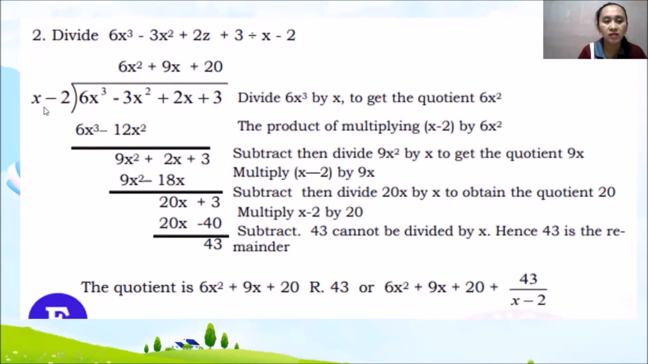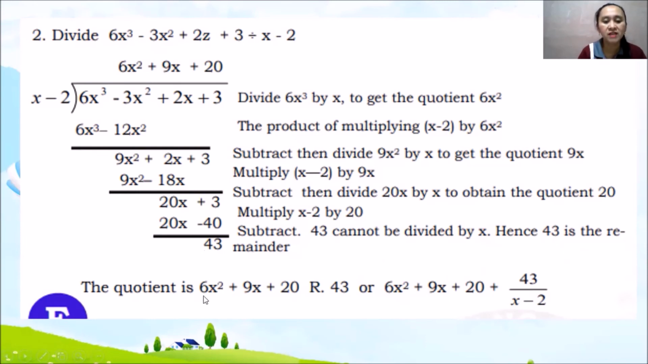Multiply natin si 20 sa x minus 2. So 20 times x is 20x. And 20 times negative 2 is negative 40. So 20x minus 20x is 0. And 3 minus negative 40, change the sign will become plus itong 40. Kaya 40 plus 3 ay 43. May natirang 43, this will become the remainder.